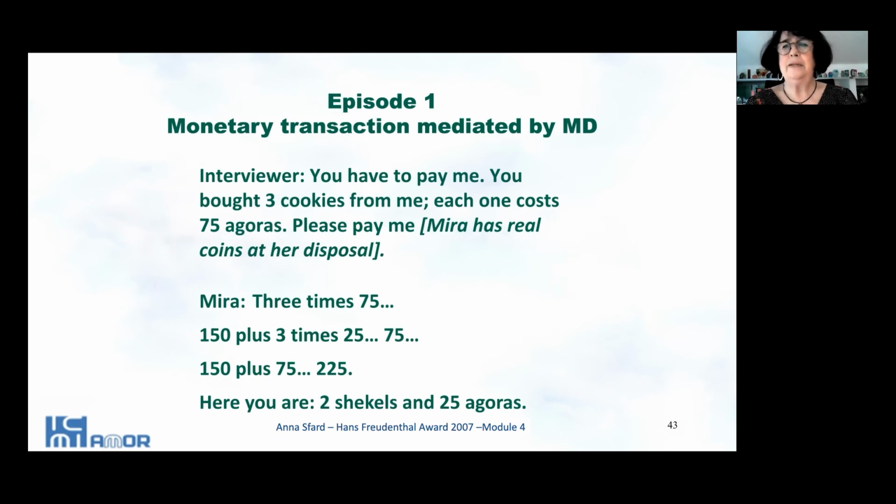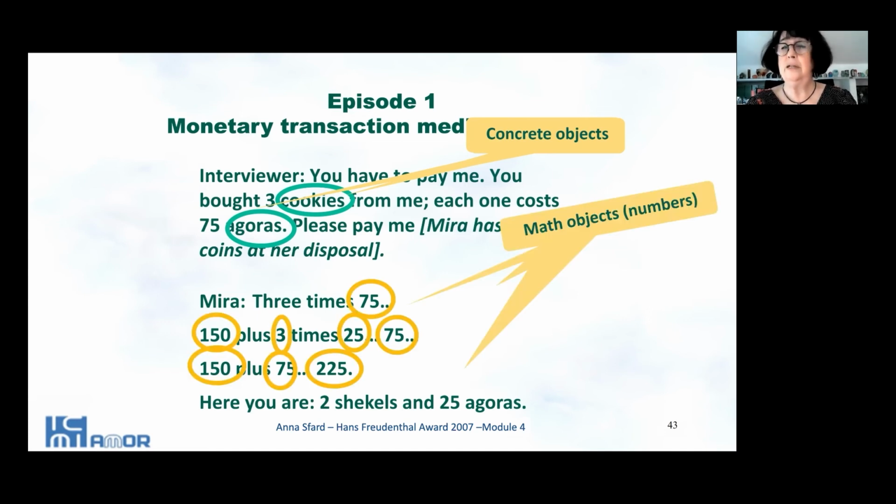Let's take a look at what happened in the conversation as a whole. You can see here that in the beginning, the talk is about concrete objects, cookies and coins. Then Myra makes a transition to mathematical objects, numbers. In the end, the conversation goes back to concrete objects, coins. Note that in the last sentence, the number names 2 and 25 are but labels for coins. The coin of 1 shekel and the set of coins, including 2 coins of 10 agoras and 1 of 5.